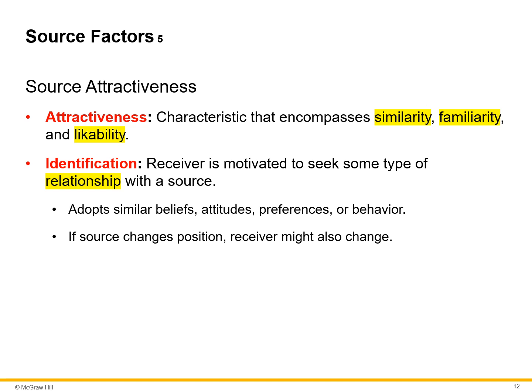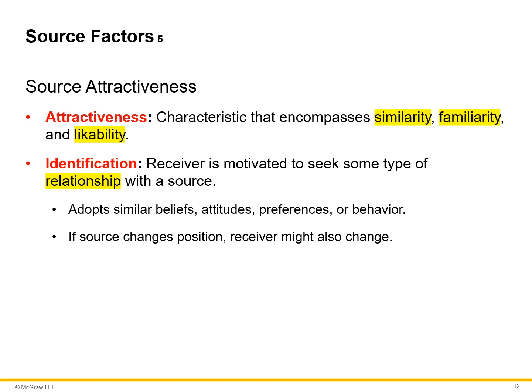Also, the source attractiveness, the attractiveness of the source. Attractiveness is a characteristic that encompasses similarity, familiarity, and likability. People are attracted to a source if they feel that it is similar, familiar, and likable.